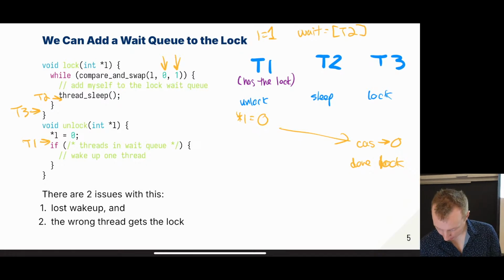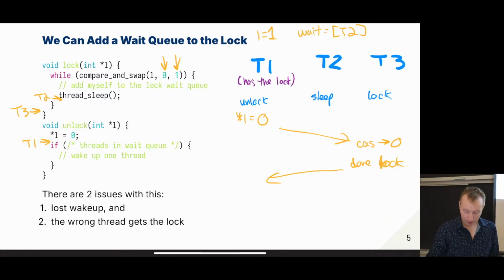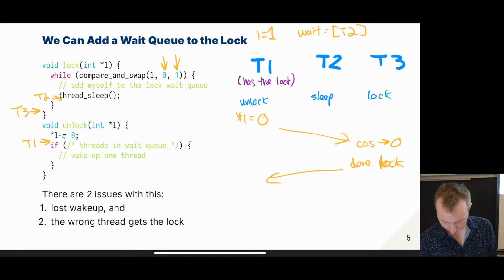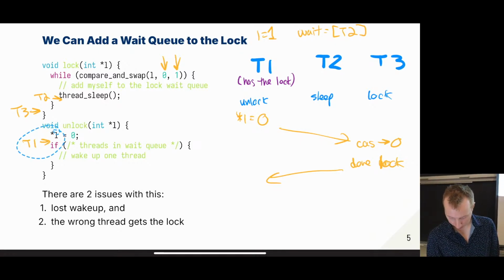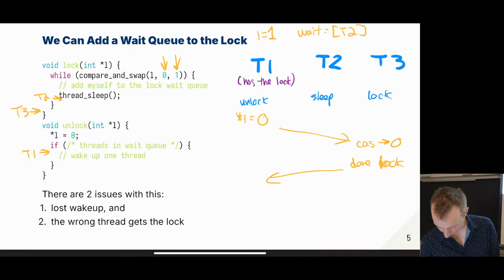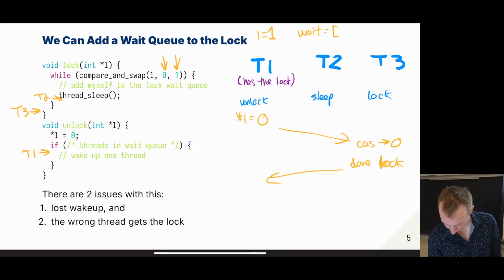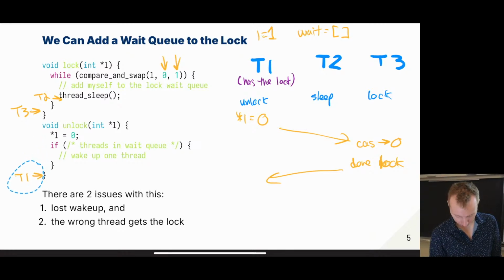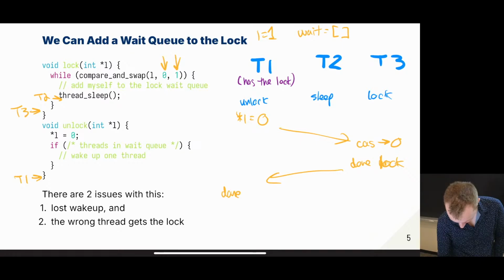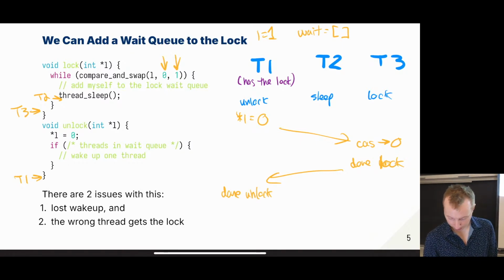So what would happen if we did this to completion? Well, thread 1 would execute. It would check if there are threads in the wait queue. Okay, well there is. Maybe it just removes it from the wait queue after it wakes it up. So now it's woken up. Thread 2 can now run. So let's say thread 1 just finishes. So thread 1 is done with unlock. And now thread 2 wakes back up.